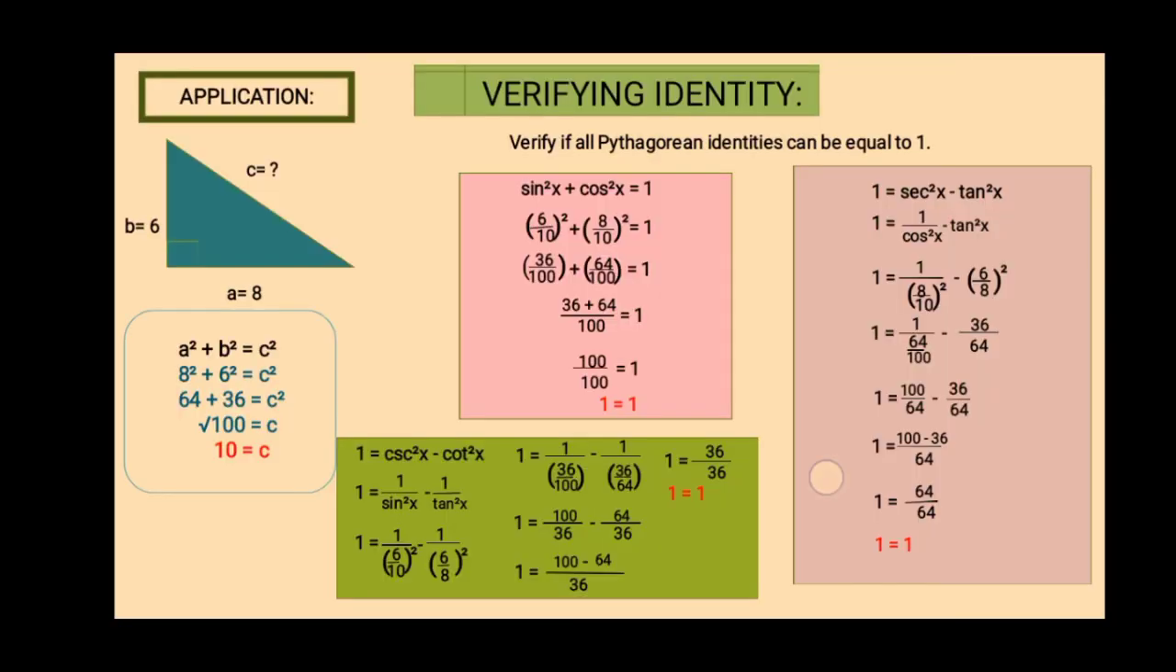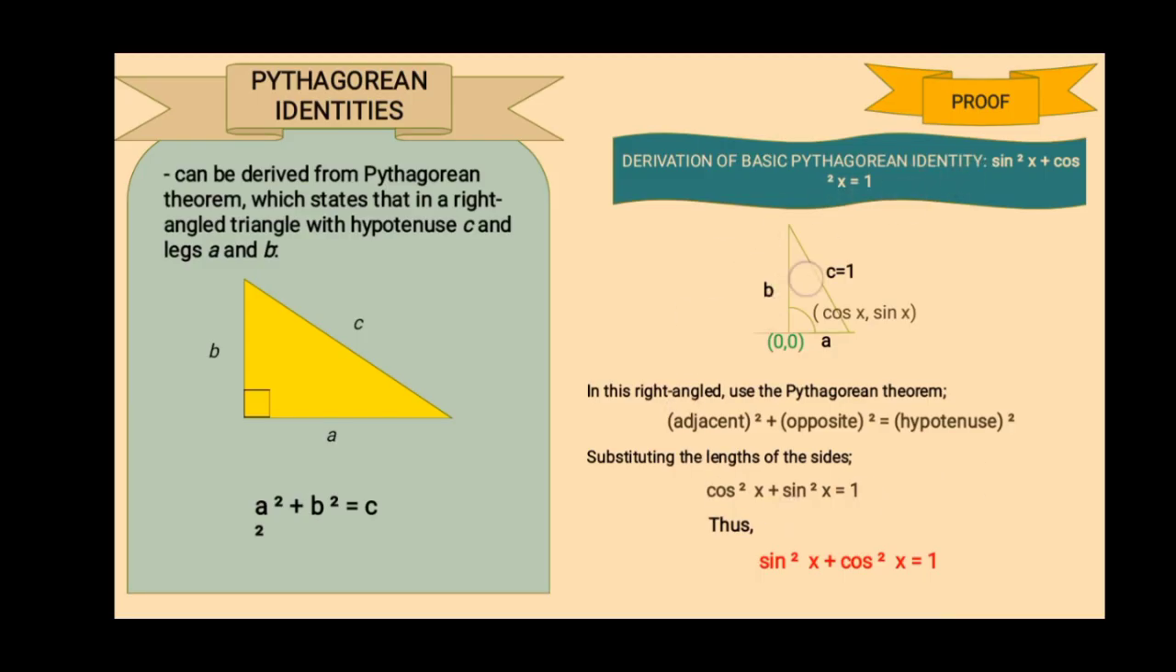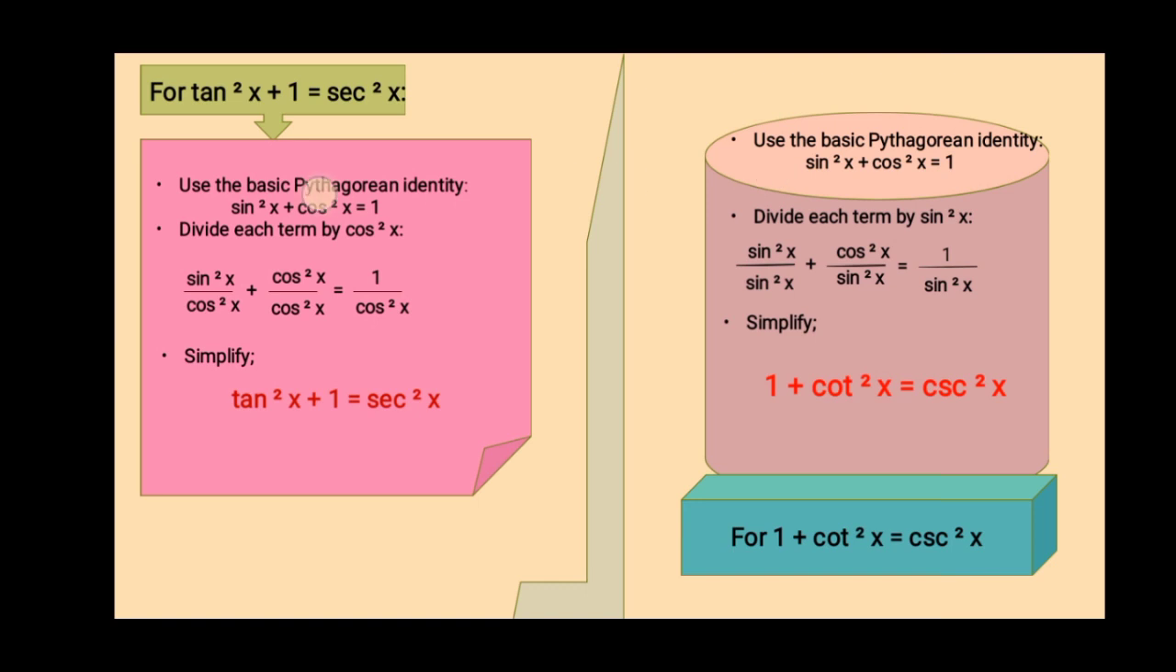And this ends our lesson for today. Let's have a short recap. These are the Pythagorean identities. These are the 3 main Pythagorean identities, and these 6 ratios here can be derived through these Pythagorean identities. We have the derivation of the basic Pythagorean identity through this figure, the right-angled triangle. From the basic Pythagorean identity, we can get the 2 remaining identities by dividing each term by cosine squared theta and sine squared theta.